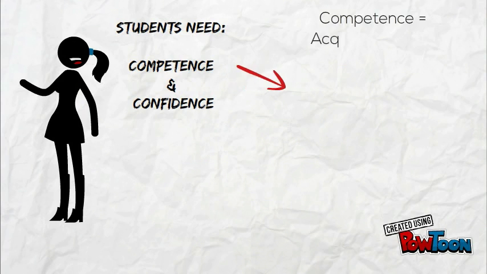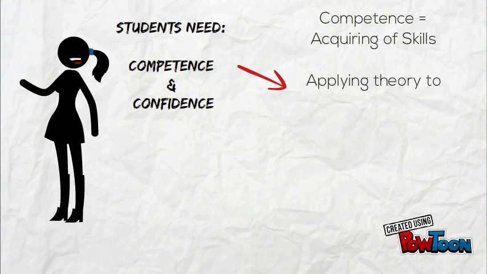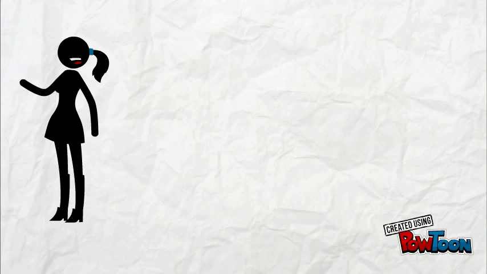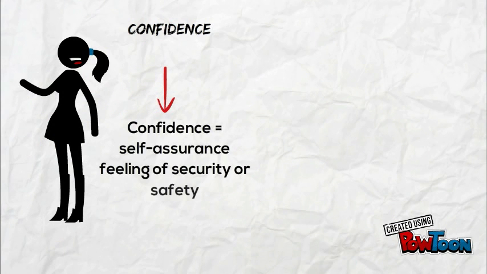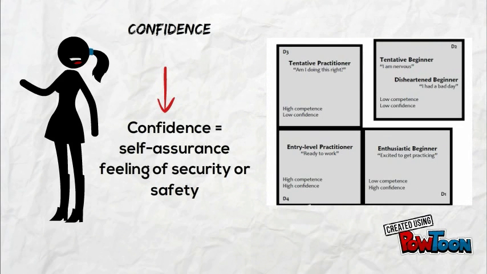Competence is the acquiring of skills, applying theory to practice, and being able to perform a skill accurately with a level of expertise. The strength of this model is that it also focuses on confidence. Confidence is the degree of self-assurance, composure, and feeling of security or safety the student has in performing a specific task or skill. On the right, you will see a picture of the model, which will be explained in further detail shortly.